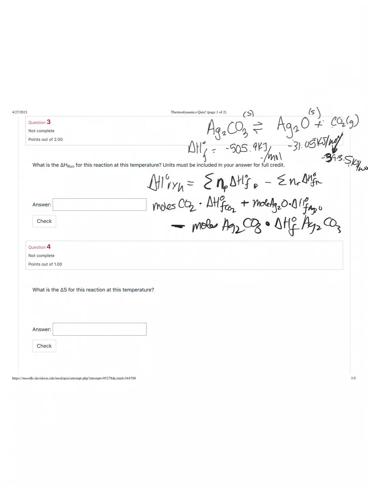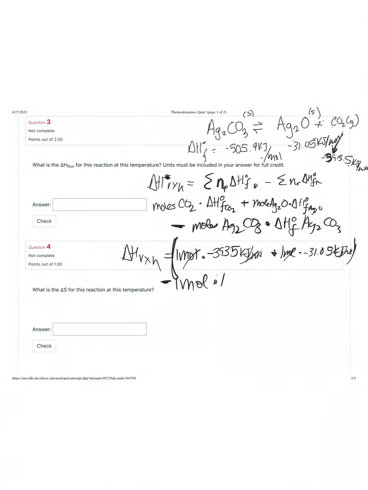All right, so our delta H of reaction is equal to 1 mole, and I'm going to put parentheses because we have two components. 1 mole times our delta H of formation of CO2, which is negative 393.5 kilojoules per mole, plus 1 mole of Ag2O times negative 31.05 kilojoules per mole. All right, our moles cancel. Minus 1 mole of Ag2CO3 times negative 505.9 kilojoules per mole. And again, our moles cancel out.